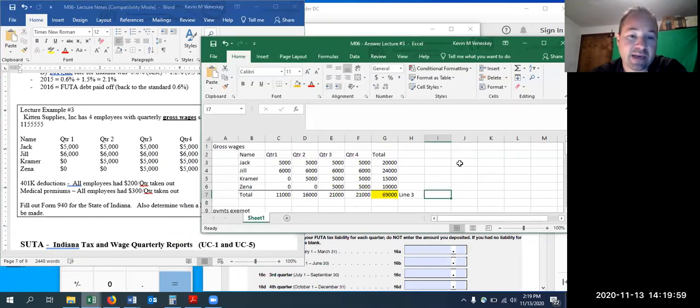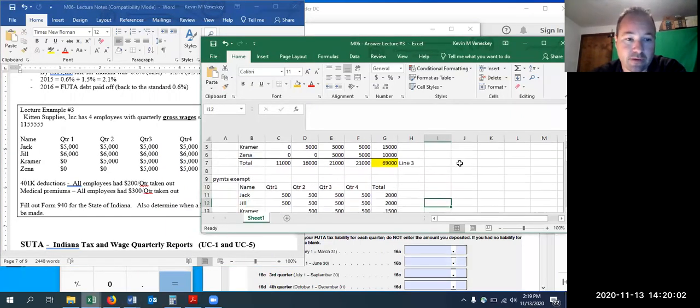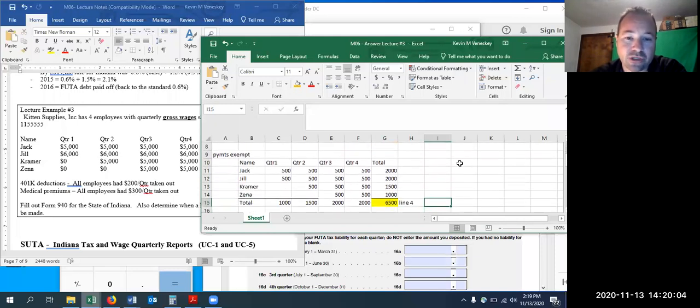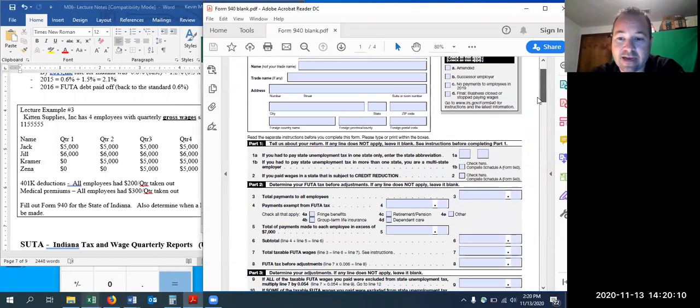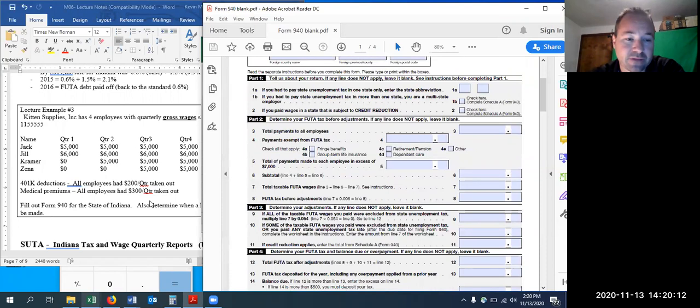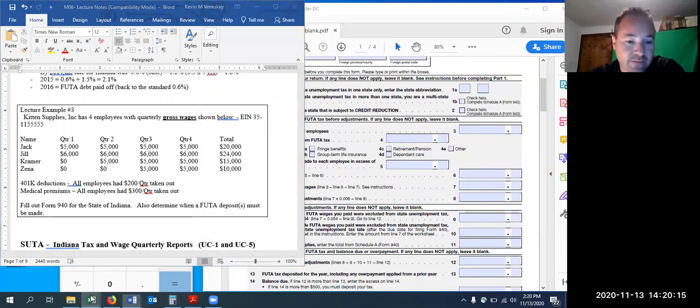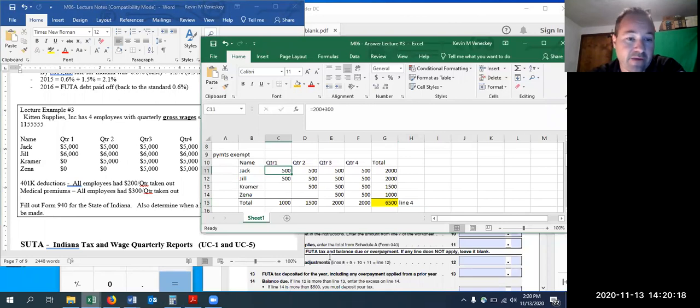So what I did is I came down here and made a new chart. And I said, okay, this is going to help me figure up line 4, because remember line 4 asked how much in total payments were exempt. So all I did, every employee was the same. So 200 and 300. So $500 for every quarter that they worked. And that's how I'm going to end up getting my line 4.